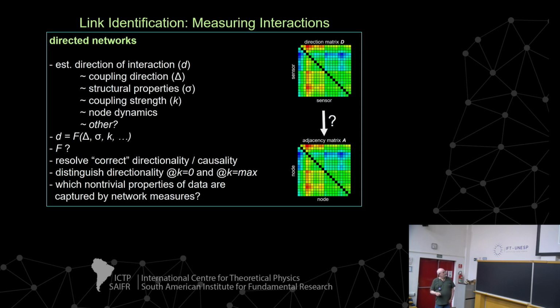You need to resolve the correct directionality. This is the problem that you have here, and you need to distinguish this directionality. I will show you this plot in a minute, for different coupling regimes. Because now you are sitting again on the experimentalist side, because this is data from something that is not known. And you need to again ask what are the non-trivial properties that you capture here, because you would like to go for networks.